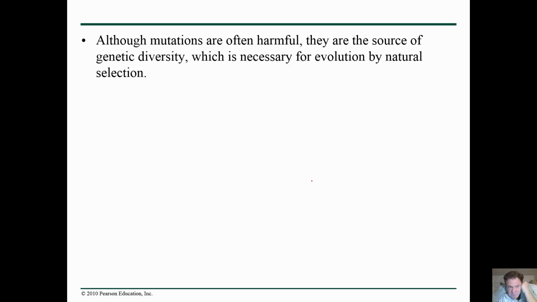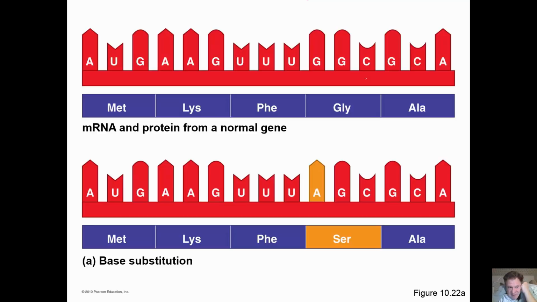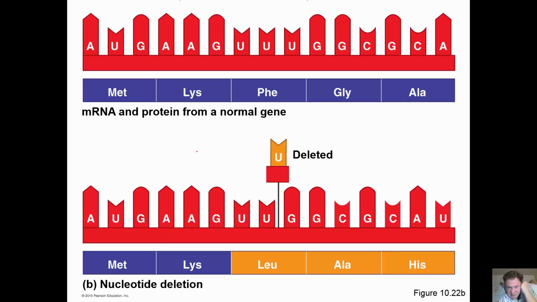Okay? And mutagenesis can occur in a number of different ways. And again, this is just looking at the different types of mutations that are going on. And so here we have the normal gene. When we do a base substitution, we can convert this glycine into serine. All the other amino acids are exactly the same, though. So this is not that big of a deal.